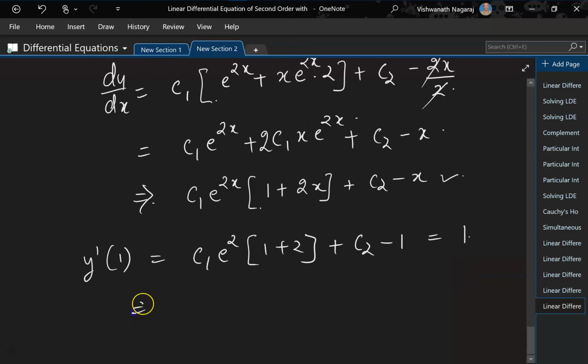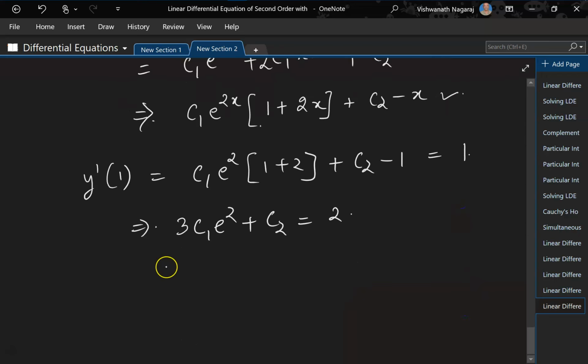This is the given part. So this becomes 3c1 e square plus c2 is equal to 3. So now what have we ended up with? We have ended up with simultaneous linear equations in c1 and c2.